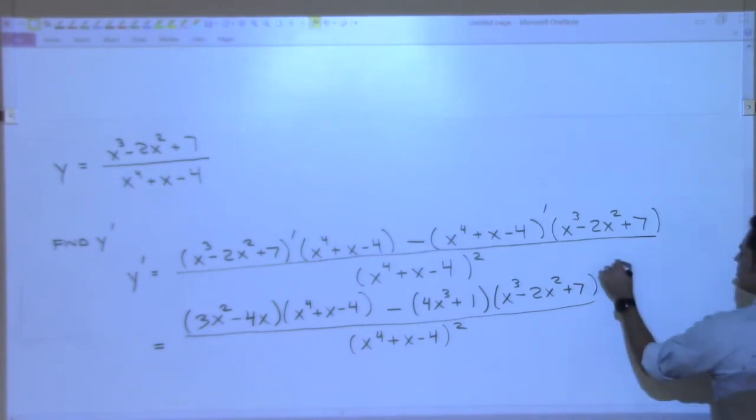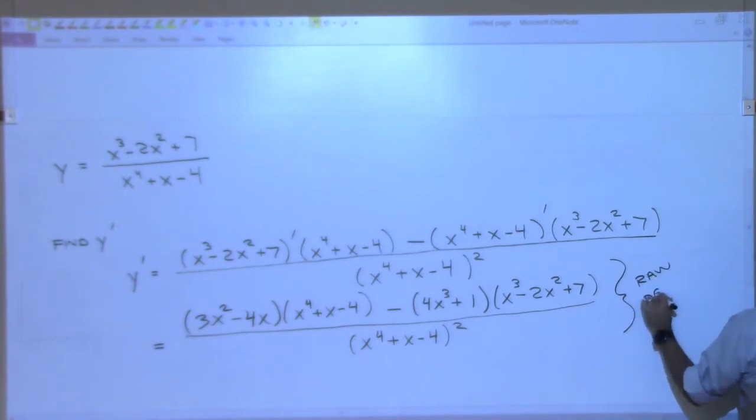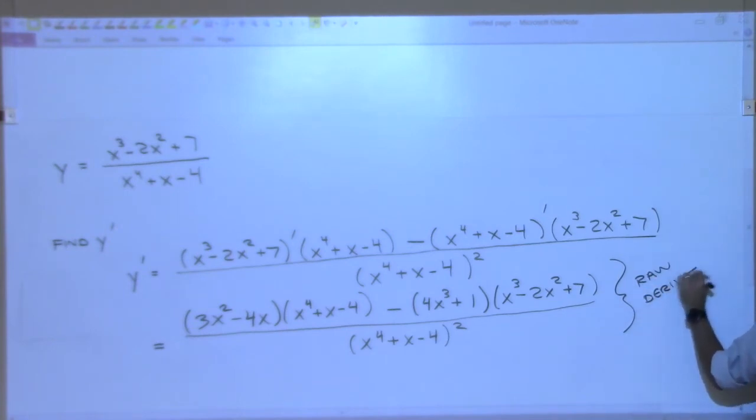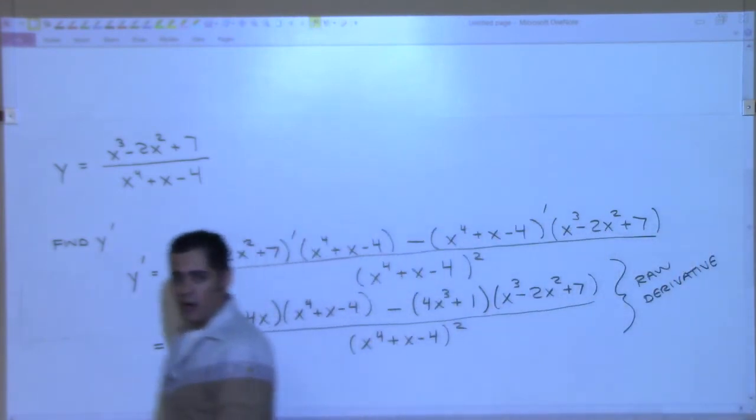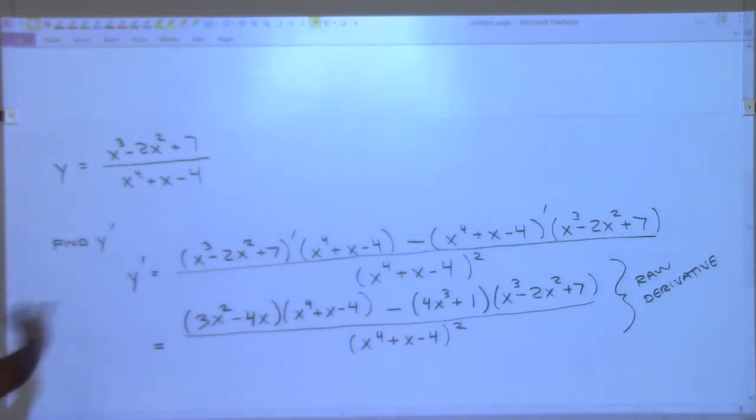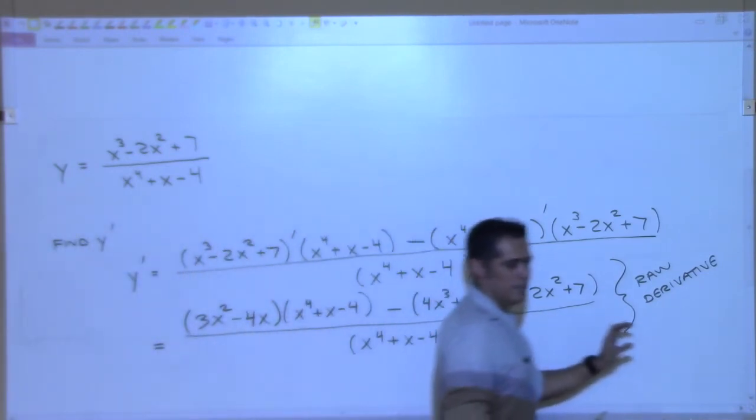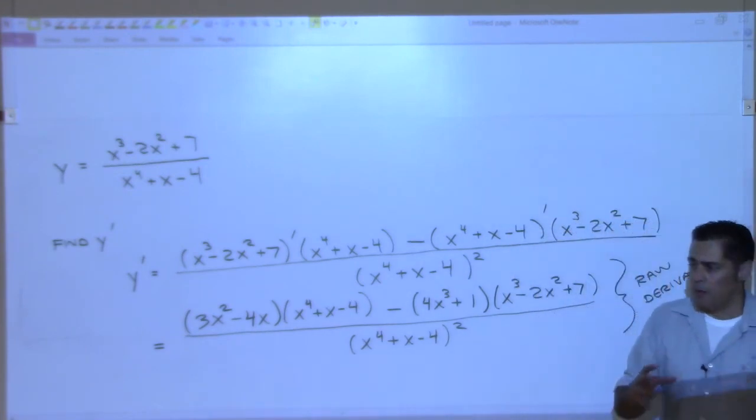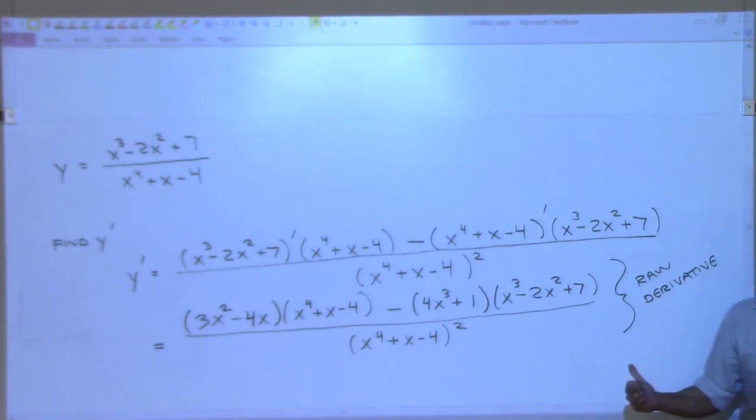This is what I'm going to refer to as the raw derivative. That is the derivative without any simplification, right? There it is, just the raw form of the derivative. On your exams, 70% of the credit for the problem is you getting to the raw derivative, right? The next 30% is you simplifying it. So we have to clean this up.